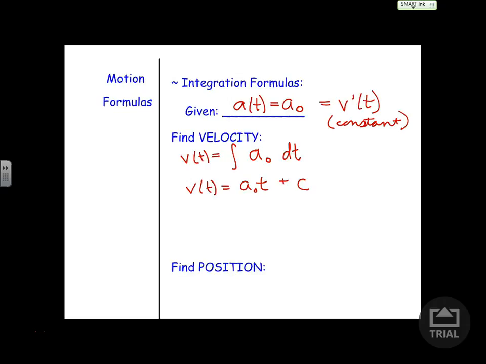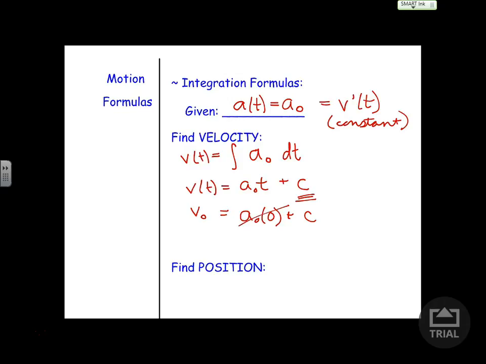Now, hold on. I'm not going to stop here because here's the reason why. There's something special about C. If we plug in time is 0, question, what kind of velocity am I finding if I'm plugging in time is 0? Initial velocity. V sub naught is initial velocity, initial when time is 0. Velocity at the beginning of a situation or scenario. What does C end up being?